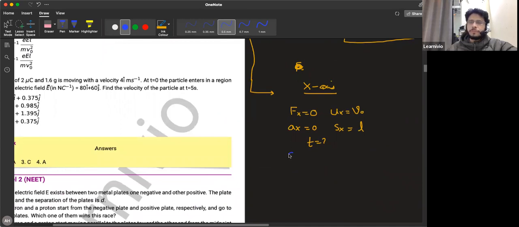To calculate this time, we use the equation S is ut plus half at square. This is along the x-axis. Here ux is v0, and ax is 0. So Sx is L, ux is v0, and time is t. So the time taken by the electron to cover the length of the plate is L by v0.